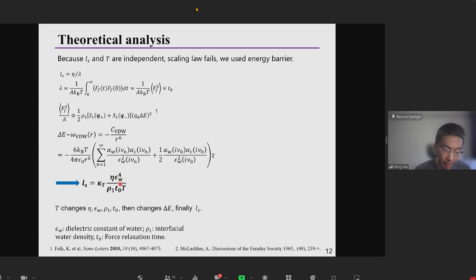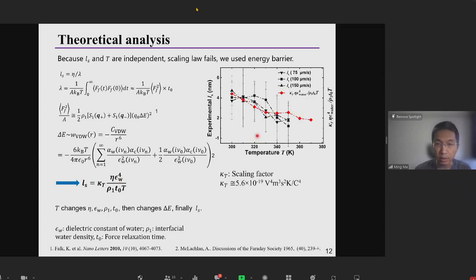And with all this, in this figure, we compare our experimental values, the black dots, to our theoretical predictions with only one fitting parameter, which is the pre-coefficient kappa t here. And we can see that somehow we get a reasonable agreement. However, this is good, but also one problem, because here we only found a negative correlation between slip length and temperature, and I already showed that existing theoretical studies show that sometimes it can be positive. So could the positive relation be observed in experiments?